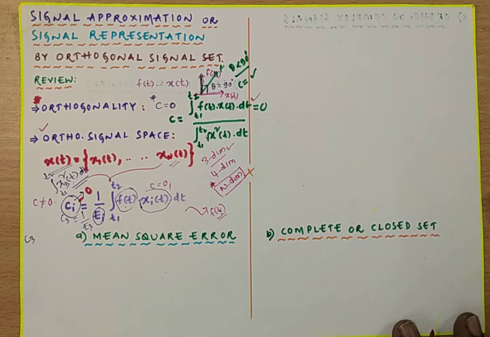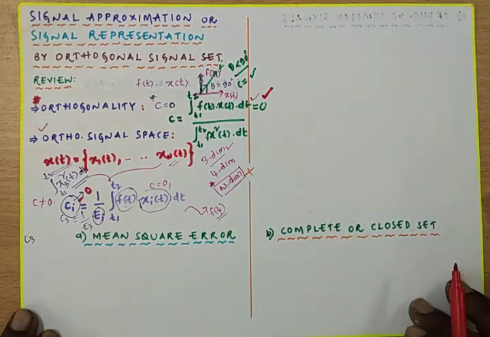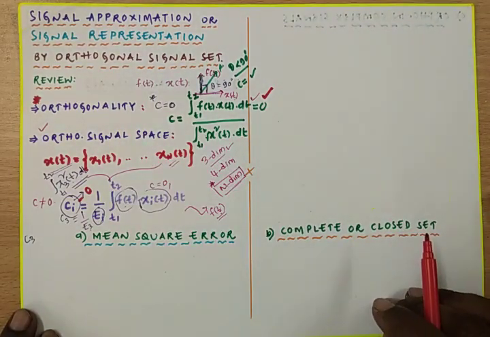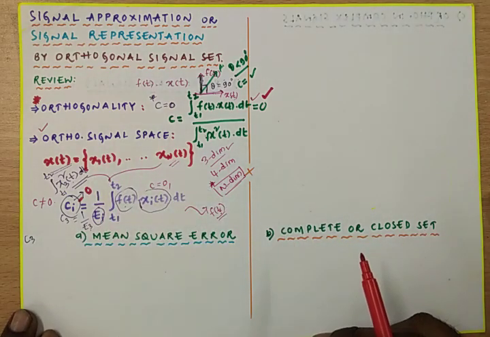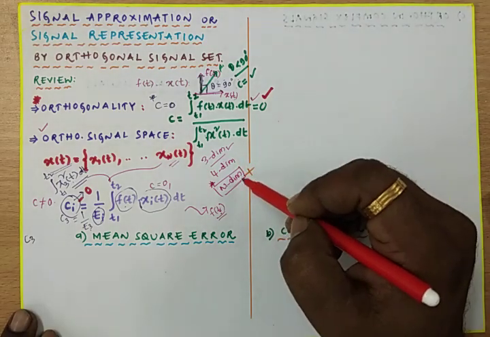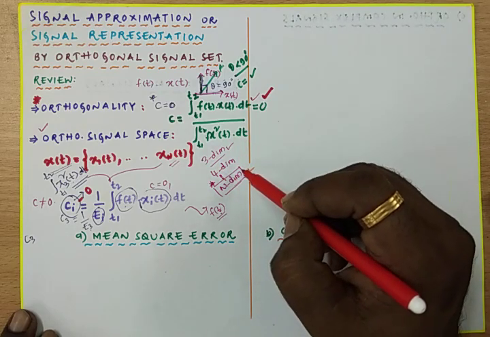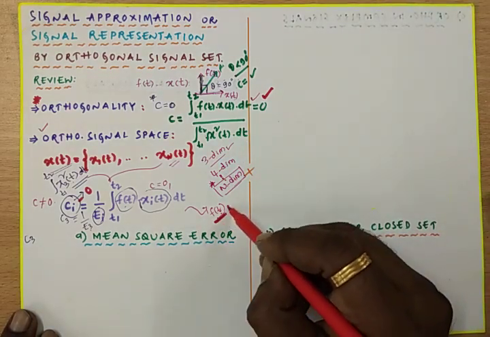In order to make c equal to 0, we can prove that integral t1 to t2 f of t into x of t dt is equal to 0 if we have only two signals. But if we have more than two signals, we call it an orthogonal signal space. An orthogonal signal space can be defined between more than two signals, so that it can form a 3-dimensional, 4-dimensional, up to n-dimensional signal space. In this n-dimensional signal space, we can represent any signal f of t.